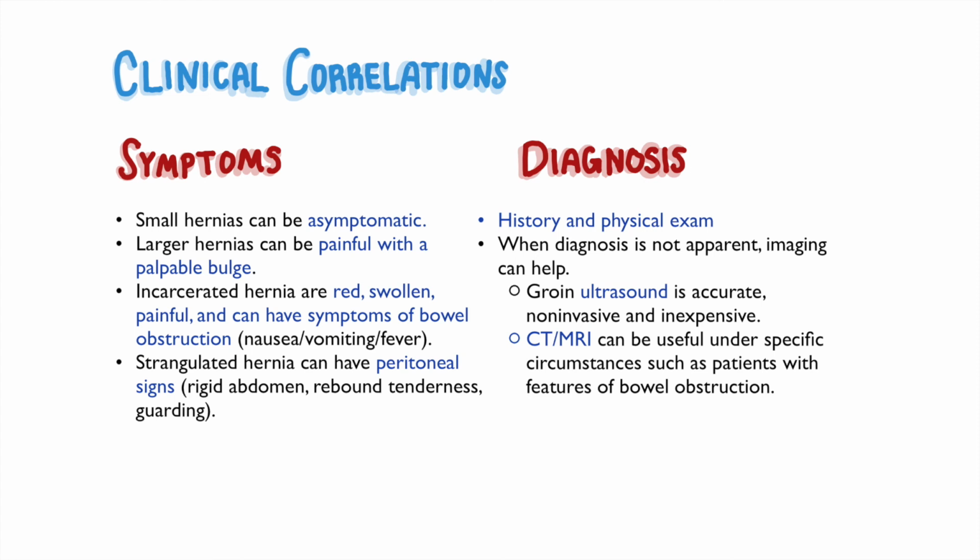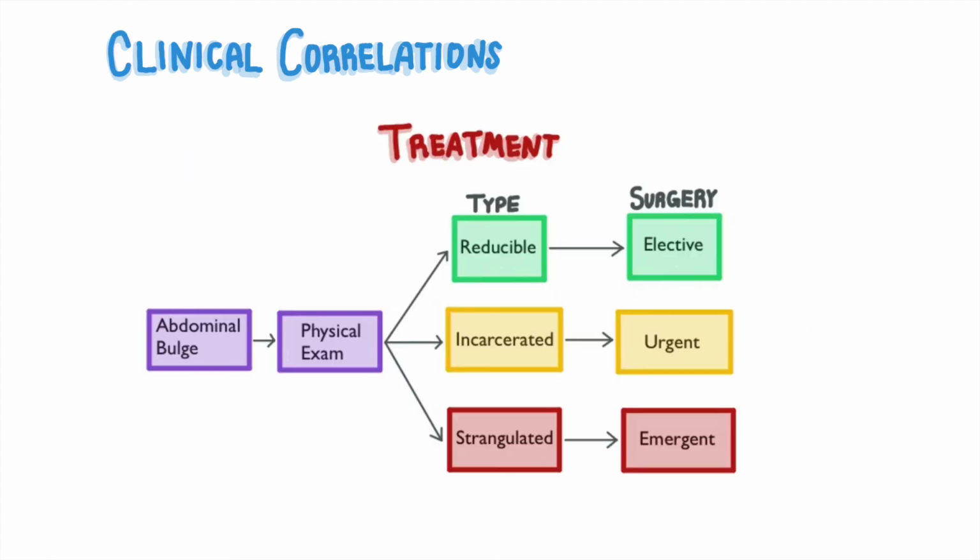Groin ultrasounds are accurate, non-invasive, and inexpensive and can be used as first-line imaging for the diagnosis of hernias. Other modalities such as CT or MRI can be useful under specific circumstances, such as patients who are presenting with features of bowel obstruction. The definitive treatment for hernias, regardless of type, is surgery.